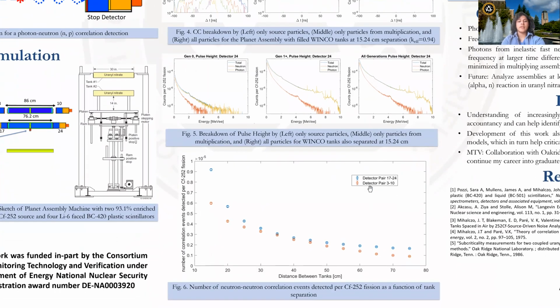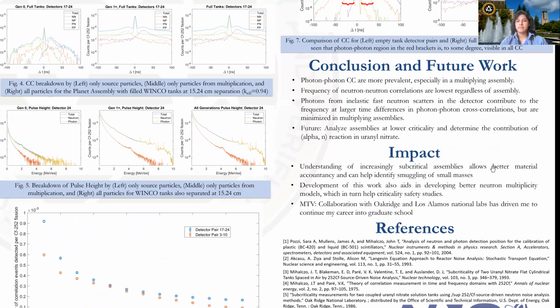However, as the separation continues, as shown here, the number of neutron-neutron correlation events detected decreases severely, up to the point for detector pair 17 to 24, around 35 to 40 centimeters, that it stabilizes, and the majority of results come from the Californium source, which it is closest to.